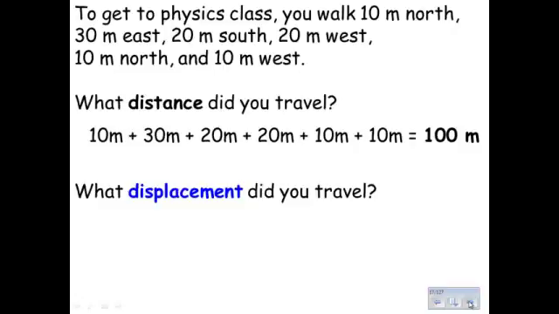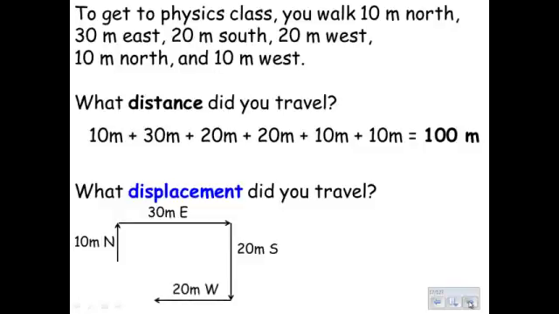In order to find the displacement, remember displacement is a vector quantity, so our directions must be taken into account. When we add our vectors together, we have 10 meters north plus 30 meters east. Notice how they're being added head to tail. 20 meters south, 20 meters west, 10 meters north, and 10 meters west. Overall, you can see that we ended exactly where we started. So overall, my displacement is 0 meters.